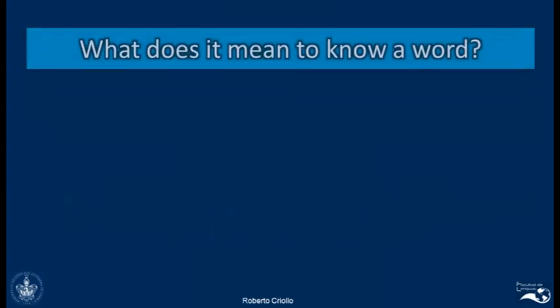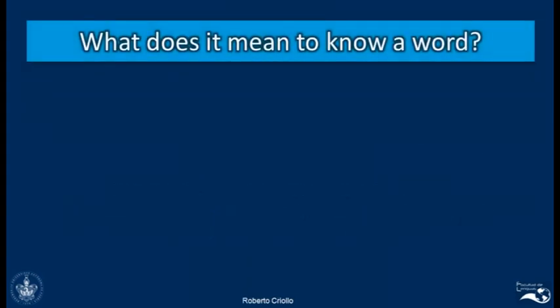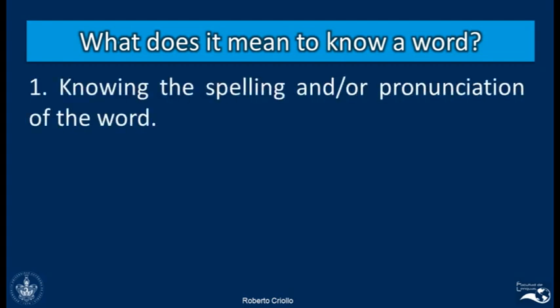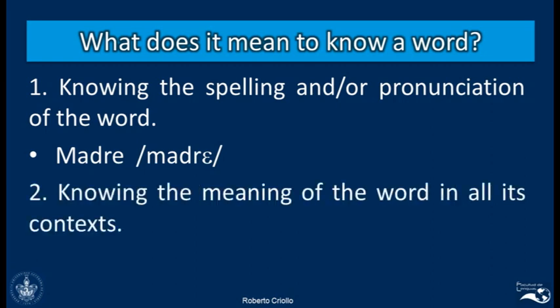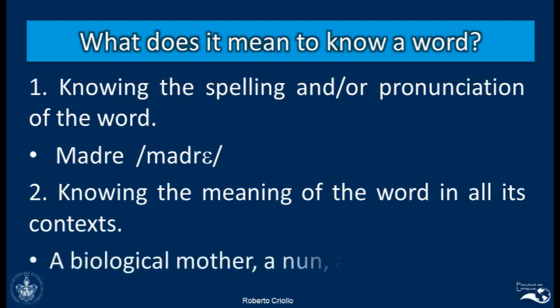We have agreed that words have meanings or denotations. Let's see what it really takes to know a word. First of all, knowing a word means that we know the spelling and/or pronunciation of the word, which is in this case, madre. The second point is that you should be able to know the meaning of the word in all of its different contexts. For example, a biological mother, a nun, or any kind of object.